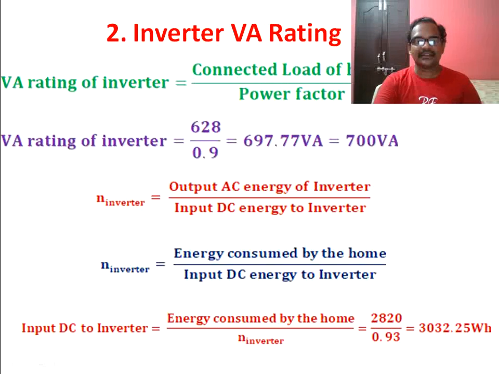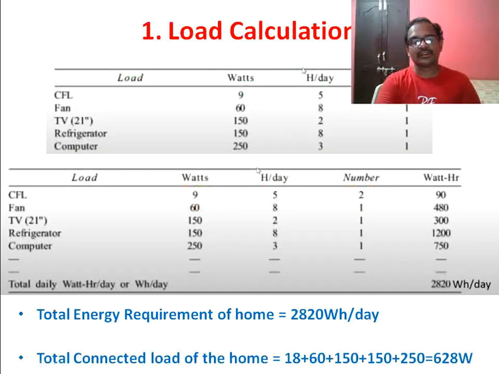From that we have to calculate the energy at point B. So the efficiency of the inverter is nothing but output AC energy of inverter by input DC energy to the inverter. Output AC energy of inverter means energy consumed by the home. Input DC energy to the inverter means storage capacity of a battery. So input DC to the inverter is equal to energy consumed by the home by efficiency of the inverter. So energy consumed by your home is 2820 watt hours. Right, you can see it in the first slide, 2820 watt hours per day.